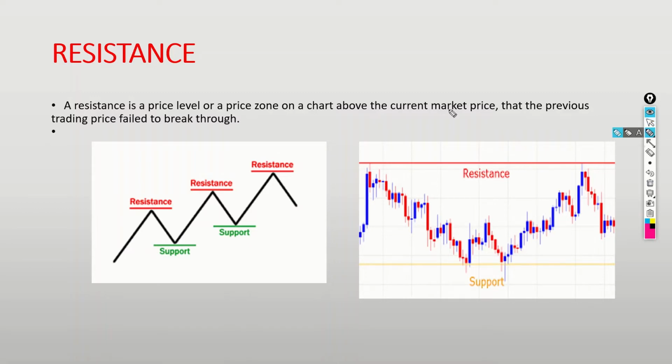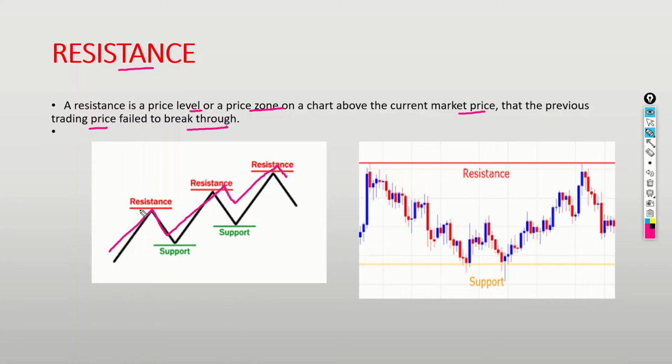Now we are going to be looking at resistance. Resistance is a price level or a price zone on a chart above the current market price that a previous trading price failed to break through. Here the price goes high, goes low, goes high, goes low, then goes high.